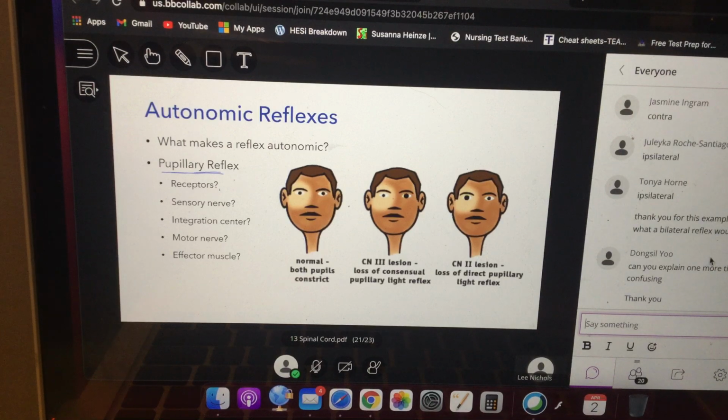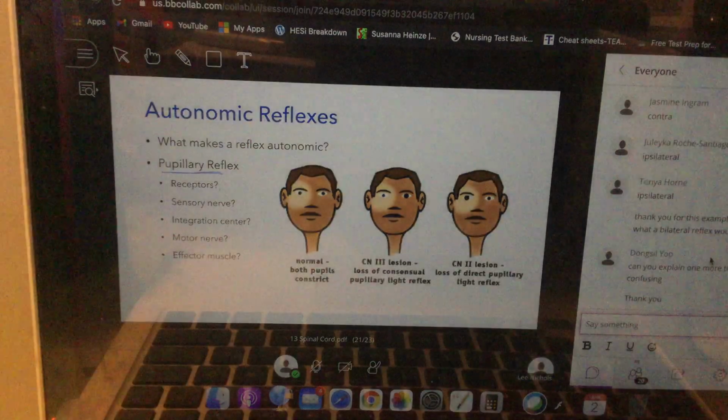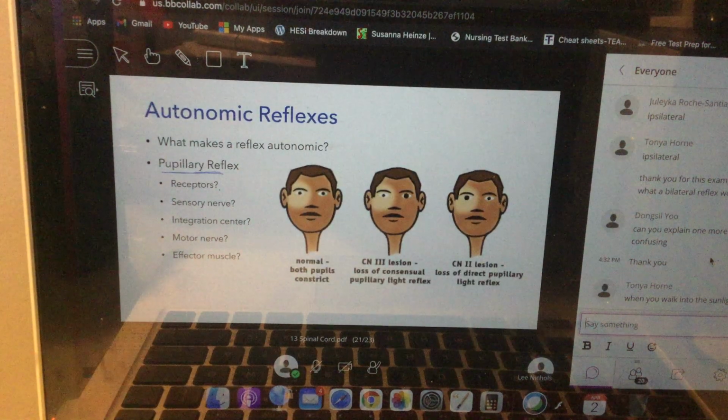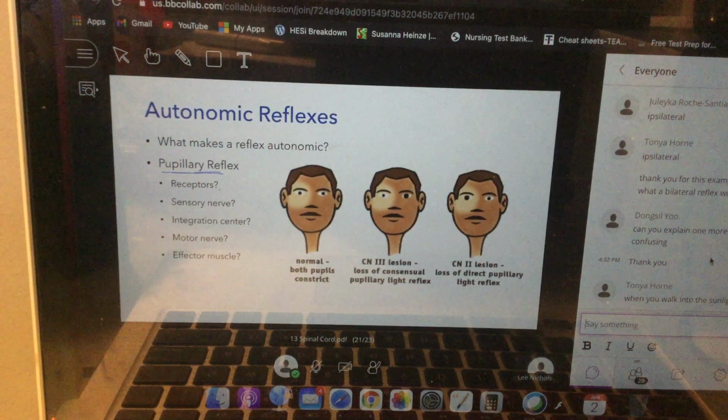So I was trying to think of a few other examples. Has anybody come up with any other examples? Anybody got any other examples listed there? It's not like you have to have a specific list of 4 things. Hopefully, I've given you a few examples. The pupillary response is probably clinically the most important. All right. Okay. What are, let's see. Oh, this is a good one. Yeah, when you walk into the sunlight, the pupillary reflex.